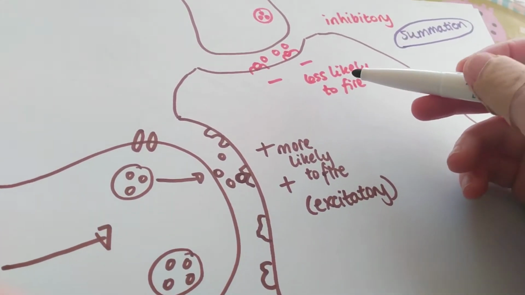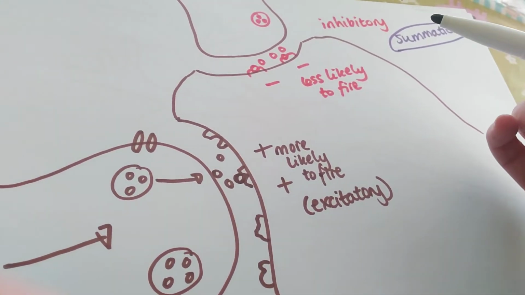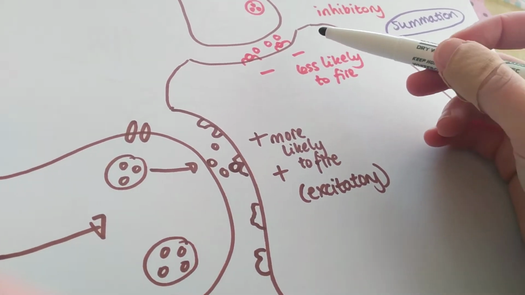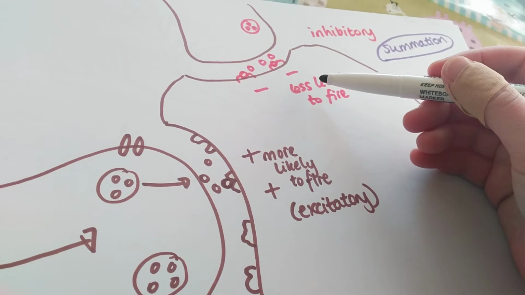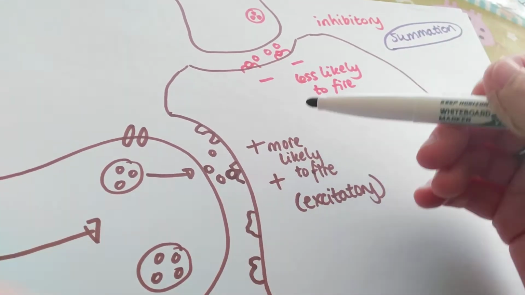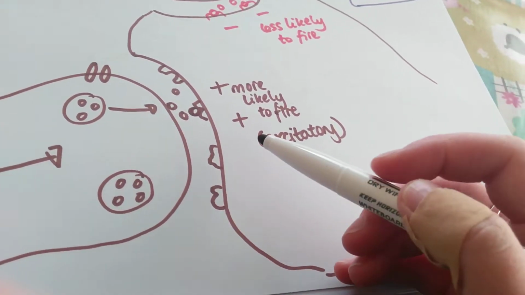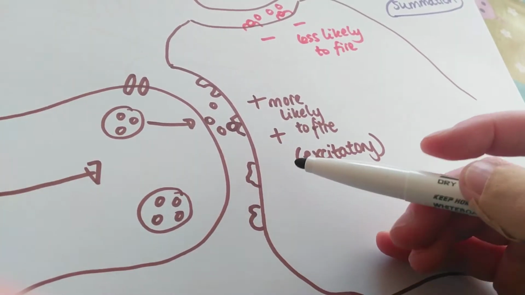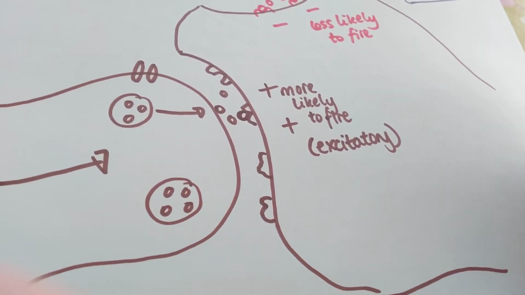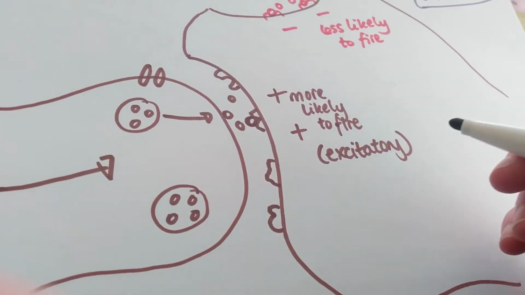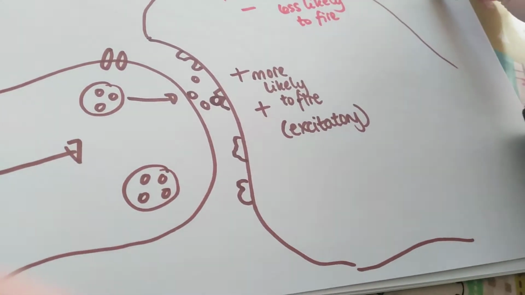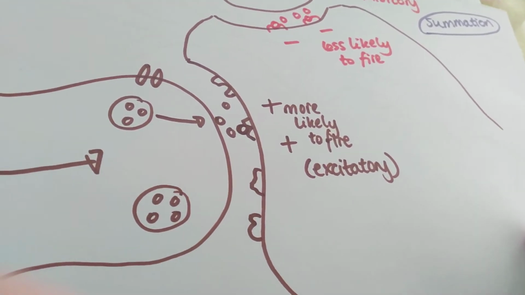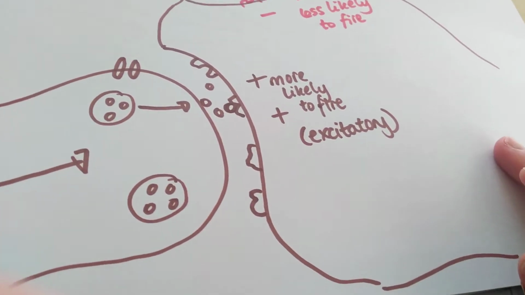In this case, and this is obviously really simplified, we've got one inhibitory neurotransmitter stimulating the postsynaptic neuron, making the charge more negative. We've got one excitatory neurotransmitter stimulating, so in this case they would cancel out and nothing would happen. Let's imagine that you've got lots and lots of excitatory neurotransmitters binding with your postsynaptic neuron. What would happen is that positive charge would increase.